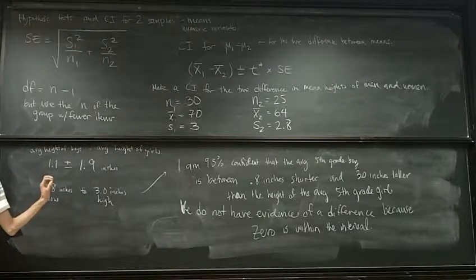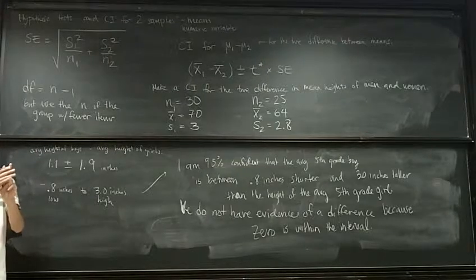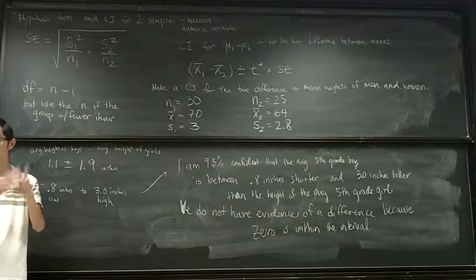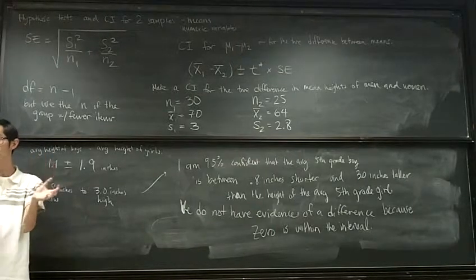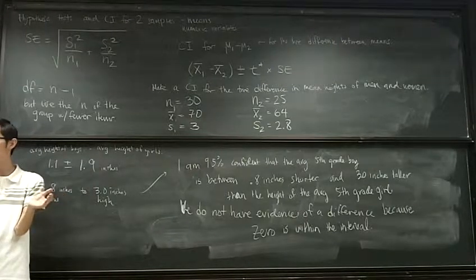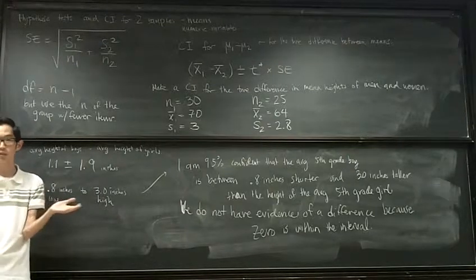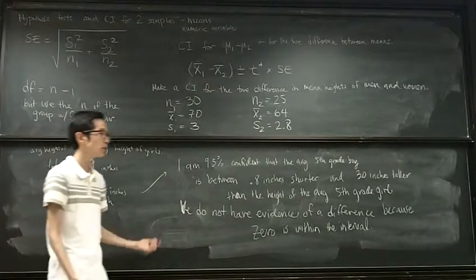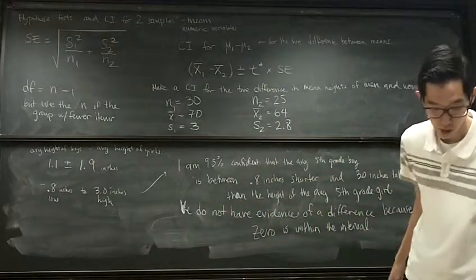So we talked about this for proportions, like creating a confidence interval for a difference in proportions. We said if 0 shows up in between the ends of the interval, then you don't have evidence of a difference. Whereas if 0 is not inside the interval, you do have evidence that there's a difference between the proportions. The same concept applies here, but now it's not proportions, it's means.